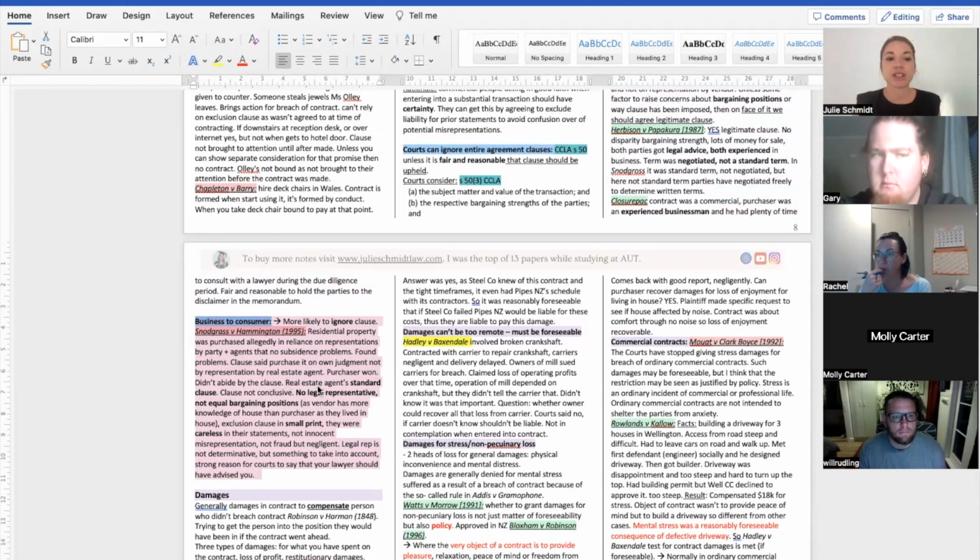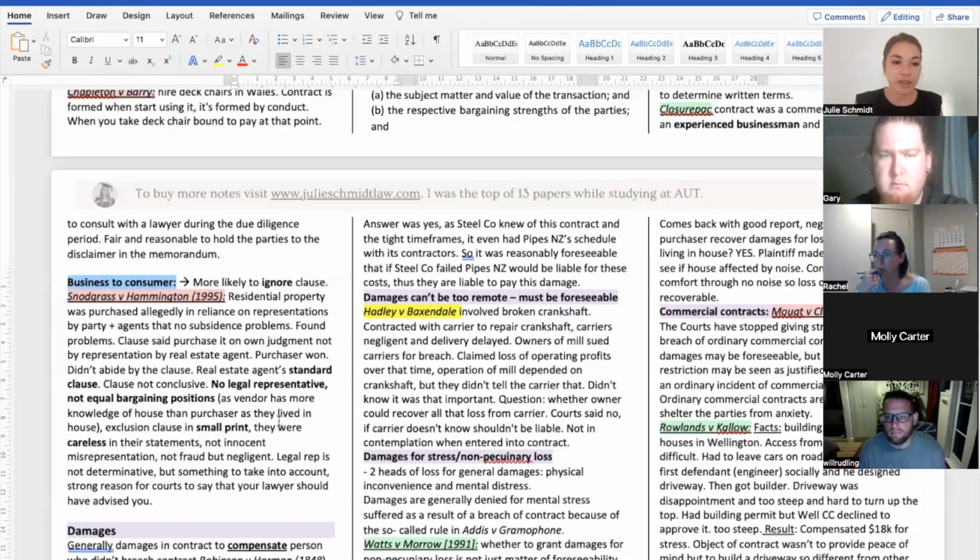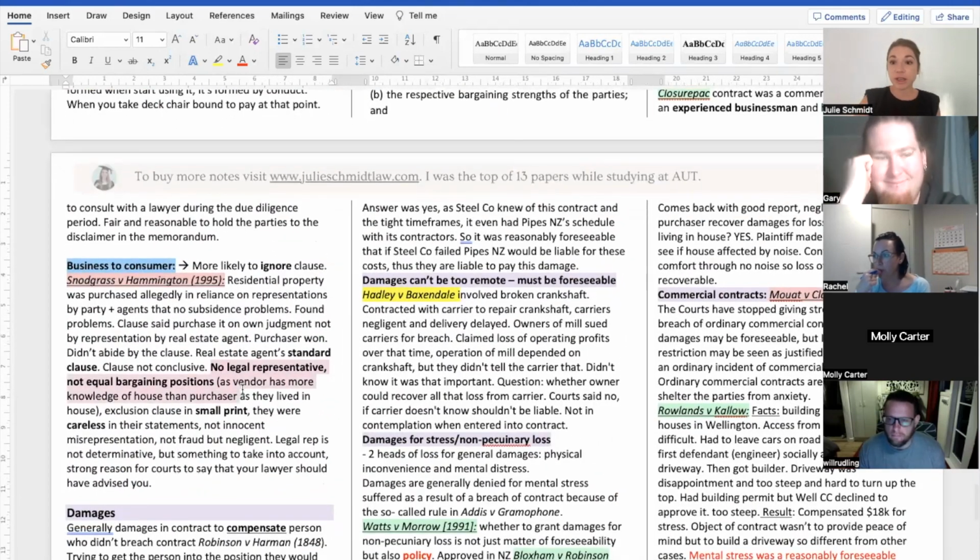So it was the real estate agent's standard clause. There was no legal representative. There was not equal bargaining power. The exclusion clause was in small print. Nice one, Will. And they were careless in making those statements.